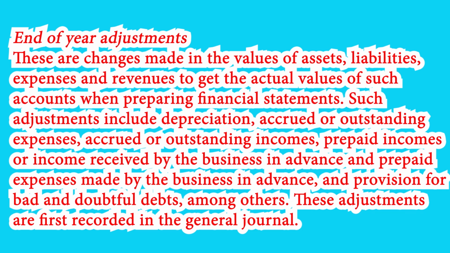Then end of year adjustments. These are changes made in the values of assets, liabilities, expenses and revenues to get the actual value of such amounts when preparing financial statements. Such adjustments include depreciation, accrued or outstanding expenses, accrued or outstanding incomes, prepaid incomes or income received by the business in advance, prepaid expenses made by the business in advance, and provision for bad and doubtful debts, among others. These adjustments are first recorded in the general journal.